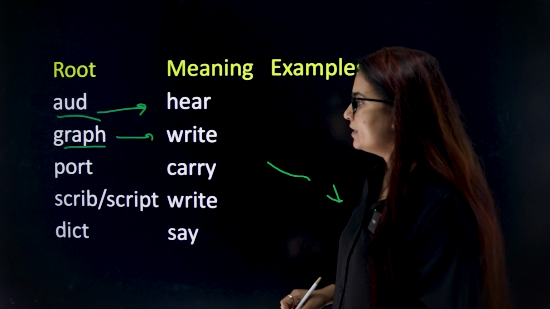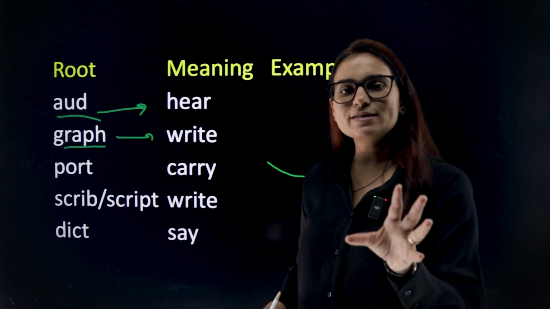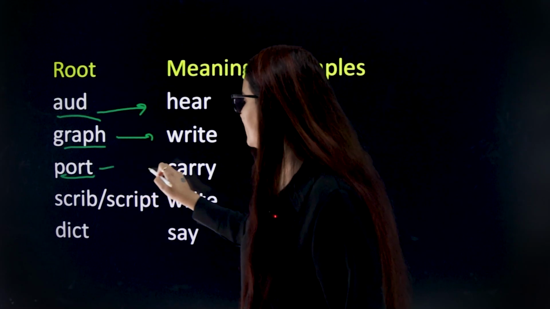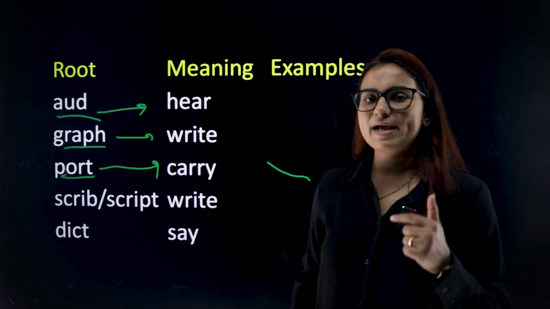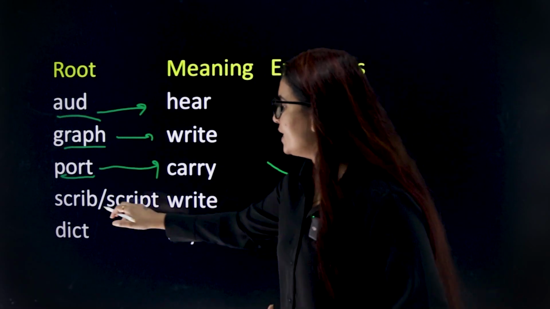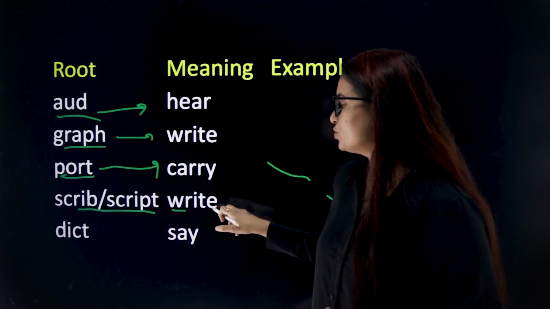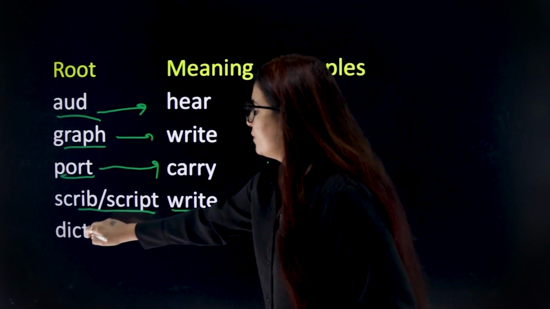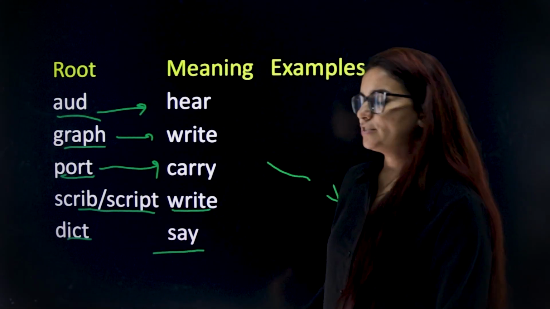Autobiography, right? Graphology. All these things are related to writing. Then we have port, related to carry. Transport, export. All these words are related to carrying something. Then we have scrib or script, which is also related to writing. Script or scrib. We have dict, which is related to say.